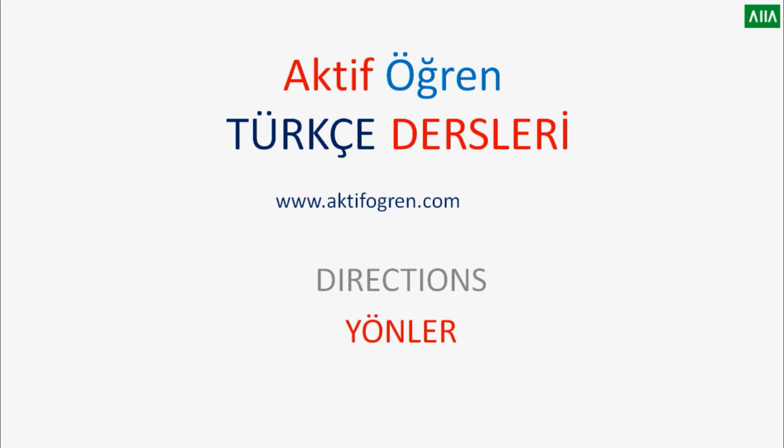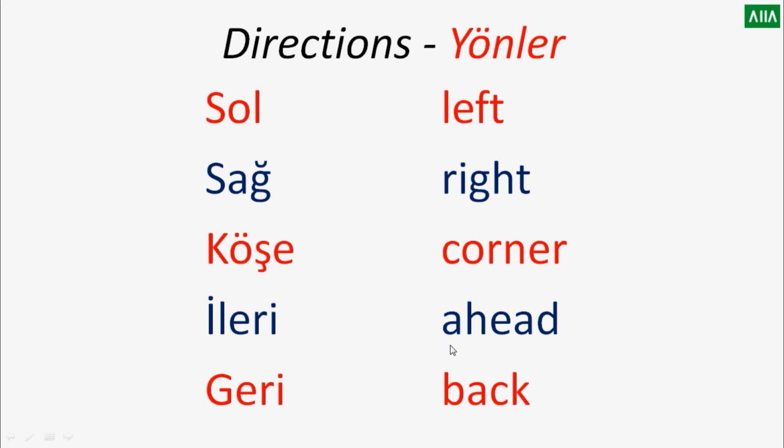For the title here, we say yönler. Ler is the plural form of directions in Turkish. Now, let's start with the first of all directions: left, right, corner, ahead, back in Turkish. Let's see here. Left, we say in Turkish, sol, sağ, köşe, ileri, geri.